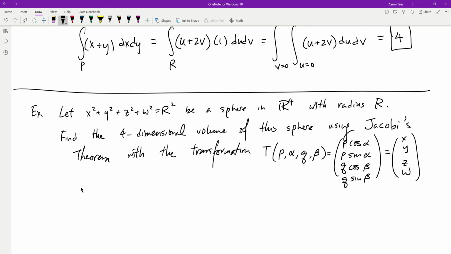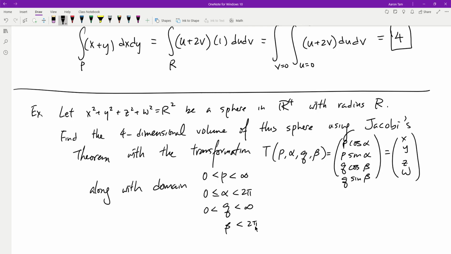Here's the domain for the function. p goes from 0 to infinity, but not including 0 because of, once again, one-to-one. Alpha can go from 0 to 2 pi, but not include 2 pi because that's the same as 0. q can go from 0 to infinity, and beta goes from 0 to 2 pi. So once again, it's basically the polar coordinate system, but using two of them at the same time.